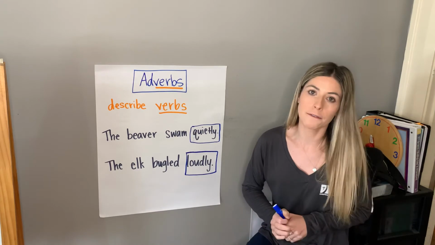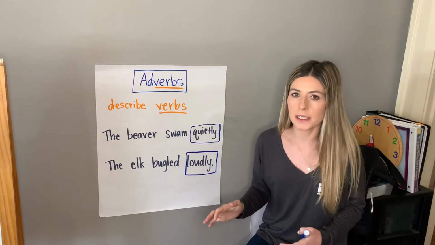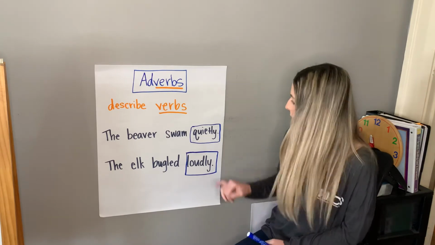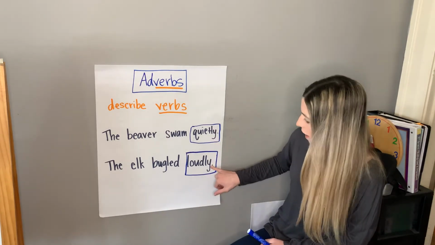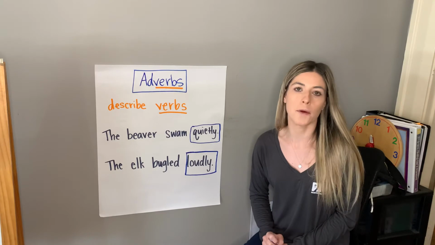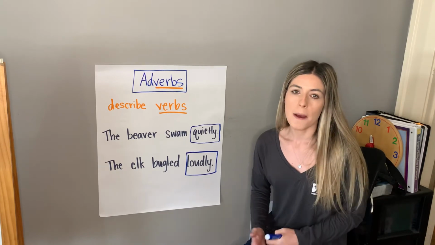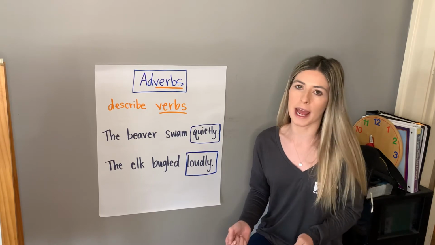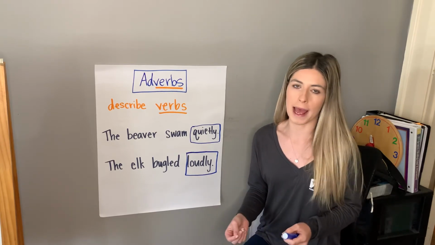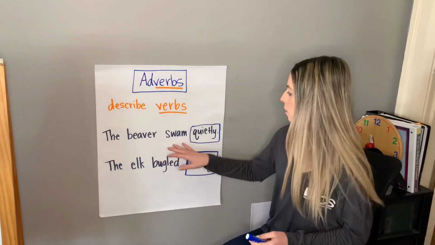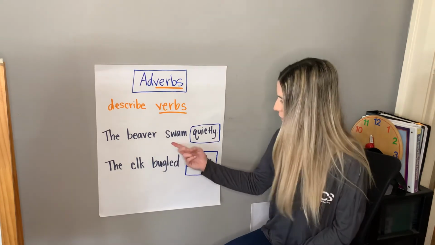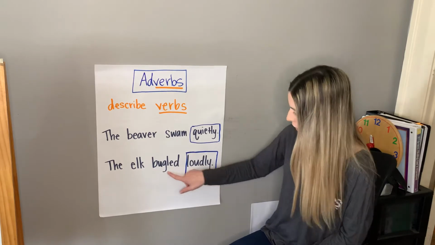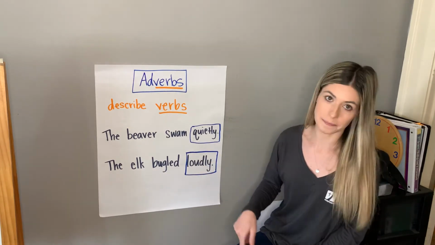Now, if you look carefully, this happens most of the time with adverbs, not all of the time, but most of the time, they actually end in ly. So that's a clue to help you find them in your sentences. But I also want you to ask yourself, how did the action happen? How did the verb happen? The beaver swam quietly. How did he swim? Quietly. The elk bugled loudly. How did he bugle? Loudly.